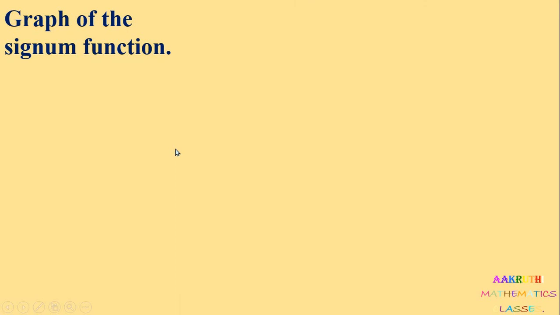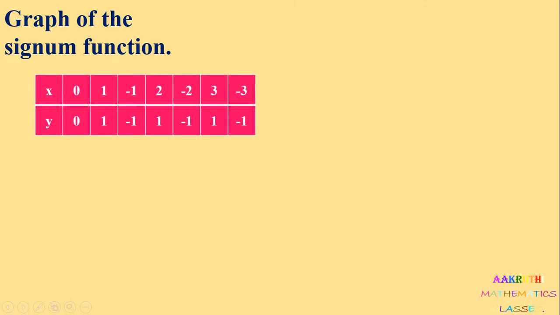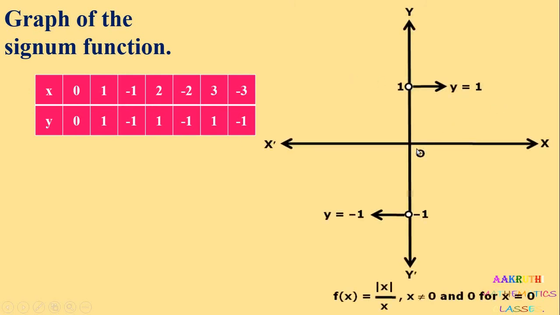Next we see the graph of the signum function. Now here we give different values for x, then we get values of y like this. For 0, it is 0 only. For a positive value, it is 1. For a negative value, it is minus 1. Then the graph of the signum function will be like this. For x equal to 0, y value is also 0. For any positive value of x, y value is 1, and for any negative value of x, y value is minus 1.